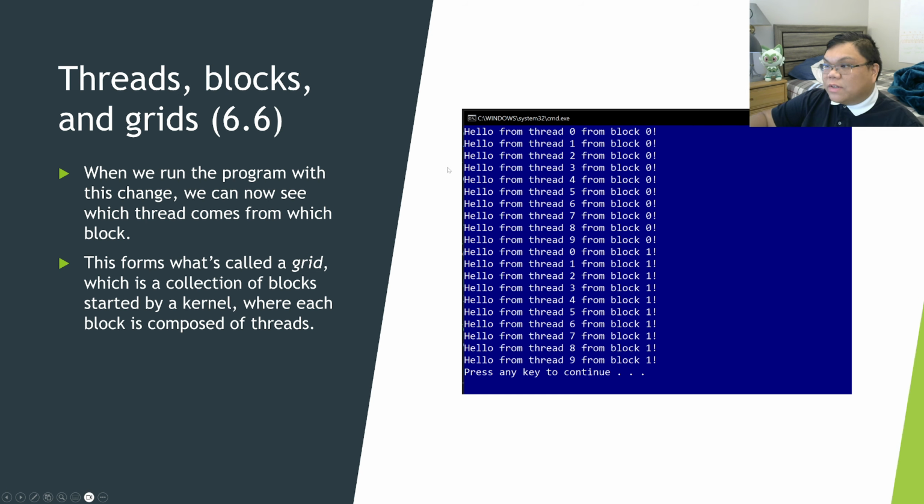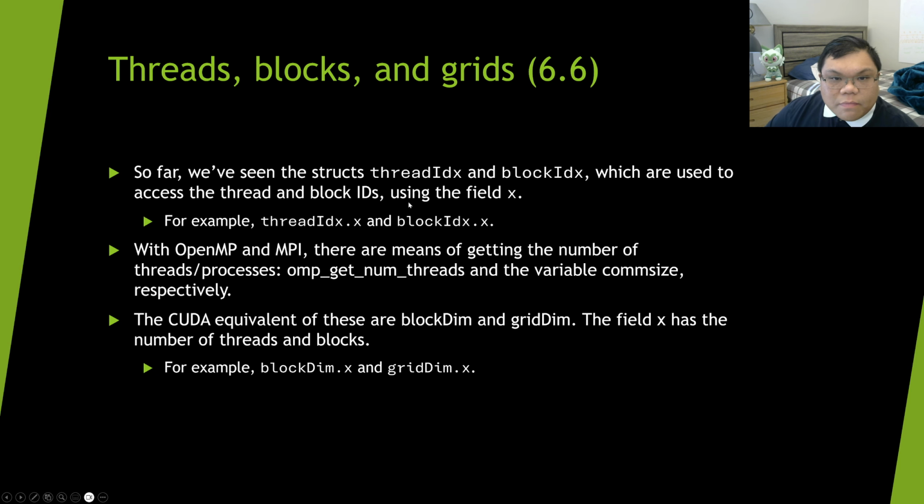This forms what's called a grid. It's a collection of blocks started by a kernel, and each block is composed of threads. So far we've seen the structs threadIdx and blockIdx. We use these to get the thread and block IDs using the field x.